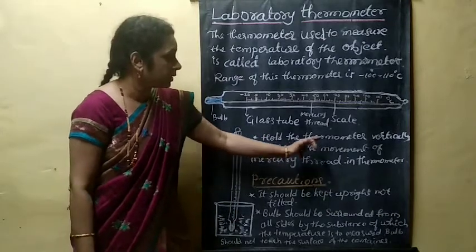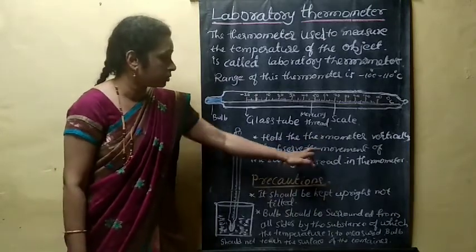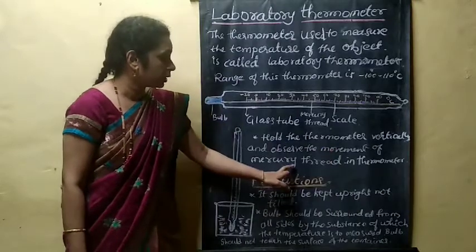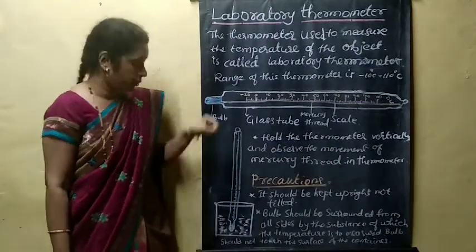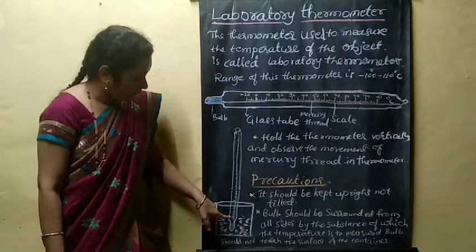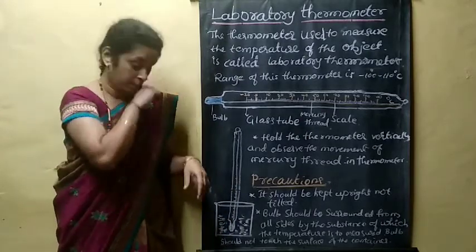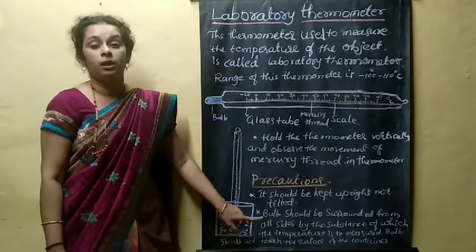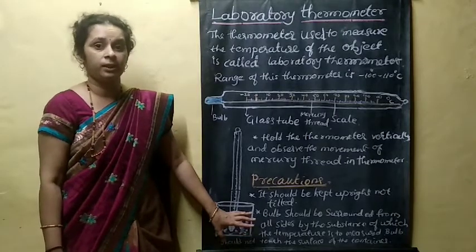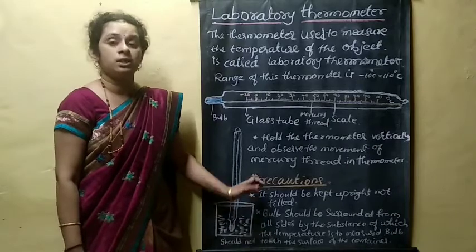Hold the thermometer vertically and observe the movement of the mercury thread in the thermometer. You have to hold it vertically like this and observe the movement of the mercury thread. The bulb should be immersed in the substance. Then it will give the exact measurement of the substance.